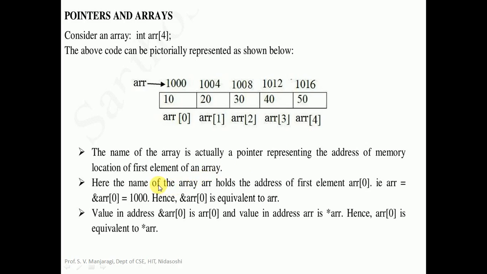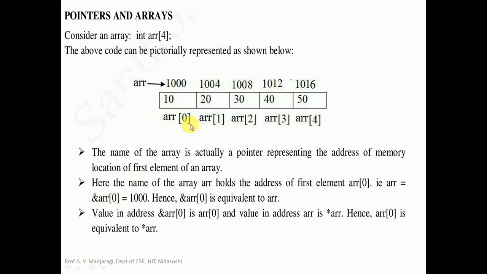It means the name of the array, ARR, by default is holding a reference to the first element of the array. If I take the array name ARR, by default at the beginning it is pointing to the first element of the array, that is array of 0. That is, array is equal to the address of array of 0. The array name ARR, by default, is pointing to the address of the first element.